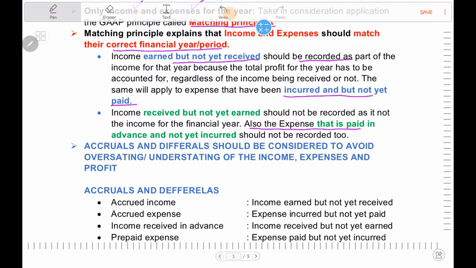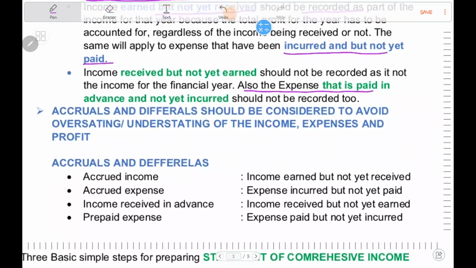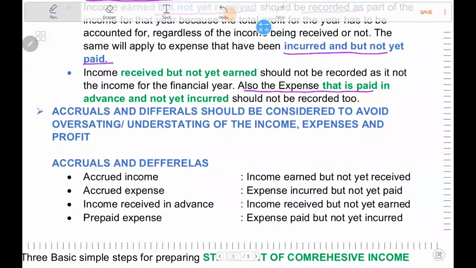Okay, now when you prepare the statement of comprehensive income again, you have to take note of the accruals and deferrals, and also know how you are going to treat each one of them if you come across an adjustment that speaks about income received in advance or prepaid expense. Okay, now let's start with the accrued income.